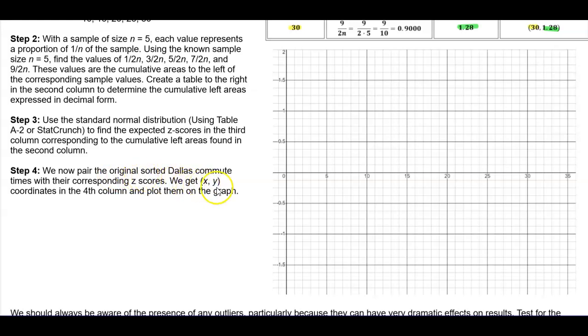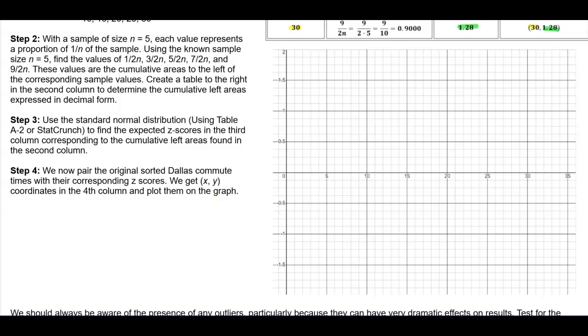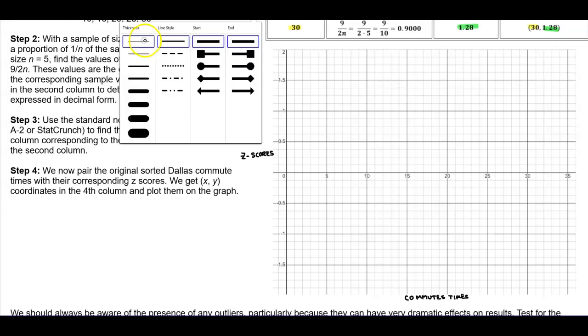we get the points, the x, y coordinates in that fourth column, and then we want to plot them on the graph. Now, when we plot them on a graph, let's first recognize that the vertical axis is going to represent the z-scores. And then we can say the bottom of the graph is going to represent the commute times. And so now we want to plot those points.